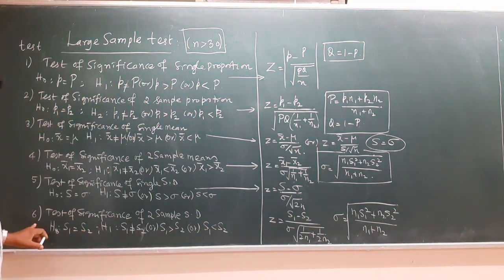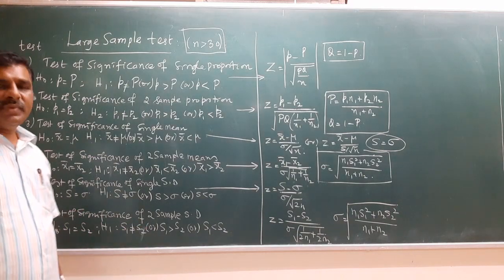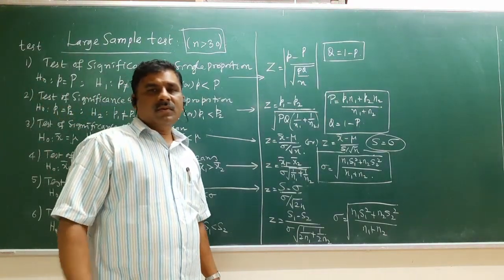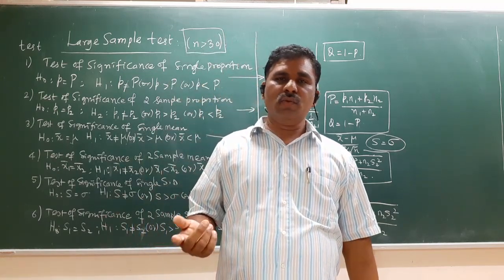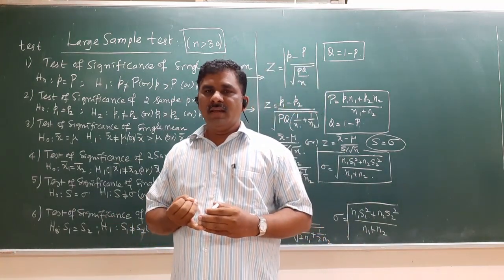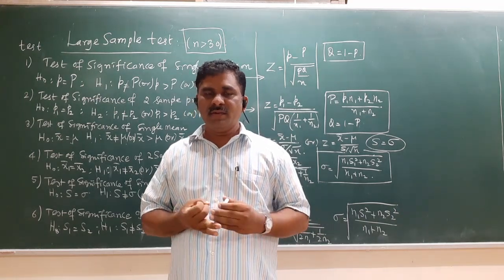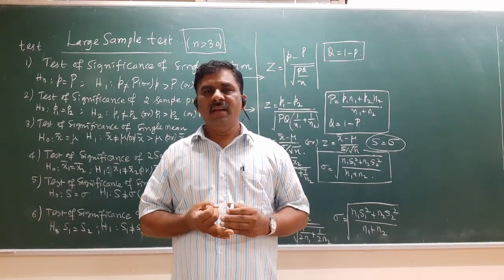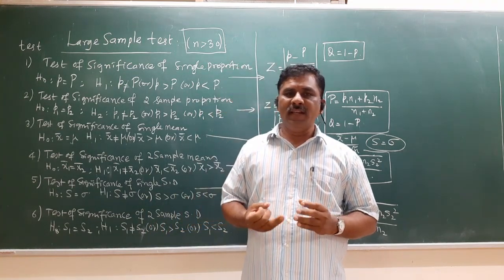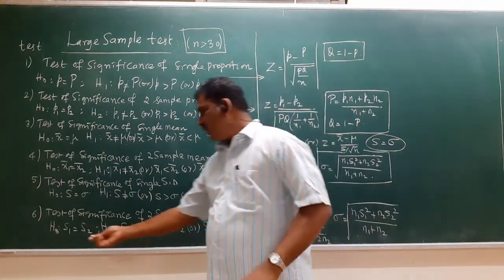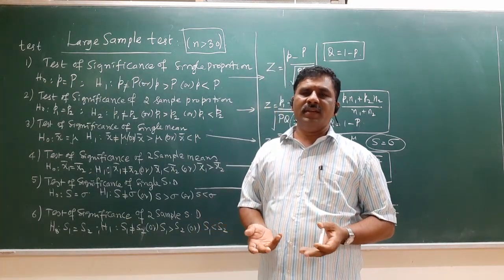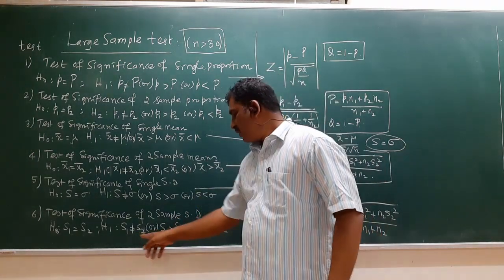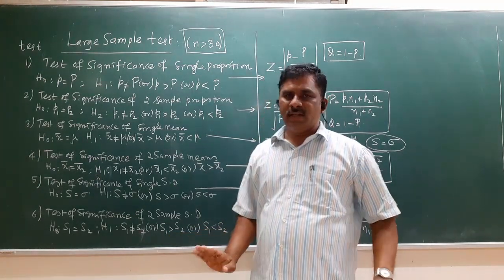And then the last one, test 6. Test 6 is test of significance of two sample standard deviations. So standard deviations are denoted by S1 and S2. What is S1 here? Sample 1 standard deviation, S2 is sample 2 standard deviation. Then what should be the null hypothesis? The null hypothesis is S1 equal to S2. Alternative hypothesis, obviously, S1 not equal to S2, S1 greater than S2, S1 less than S2.